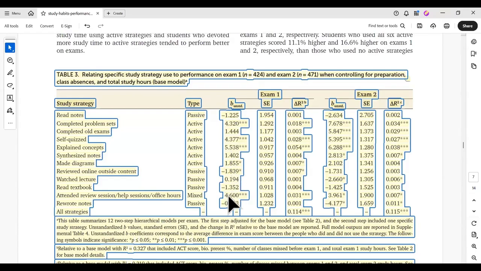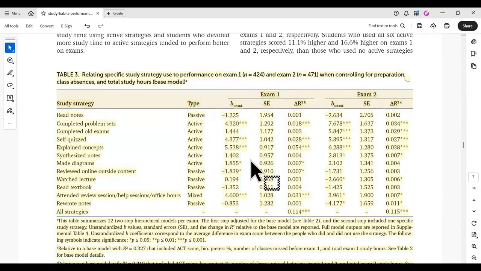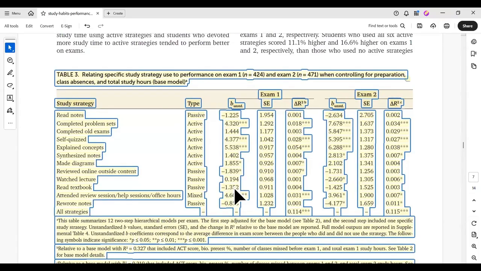Let's see, there's one, attended review sessions, help sessions, or office hours. Check that out. And some of them are negative, right? If these passive strategies are all you do, you're going to have lower exam scores than if you did these active strategies. Not all the active strategies had the highest effect, and all of these big numbers were significant. Some of these negative numbers are these small ones. They're not even a significant effect.